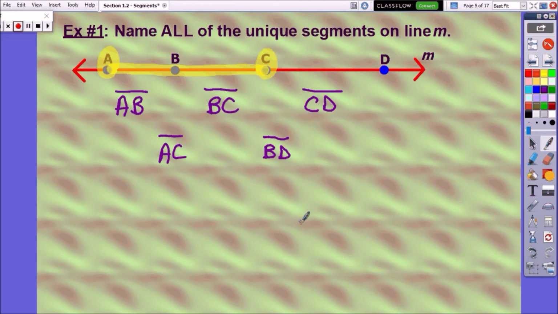We could stretch out even further and ask, what if I wanted to talk about this entire big segment from A all the way to D? Well, we could have segment AD. And so at that point, other than just switching the 2 letters, these are the 6 unique segments that exist here. There are no other segments that we could really talk about that would be unique in this scenario.